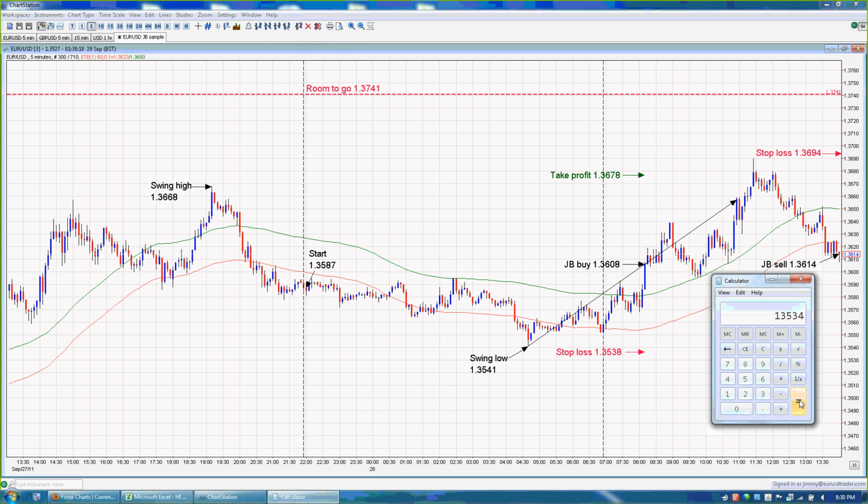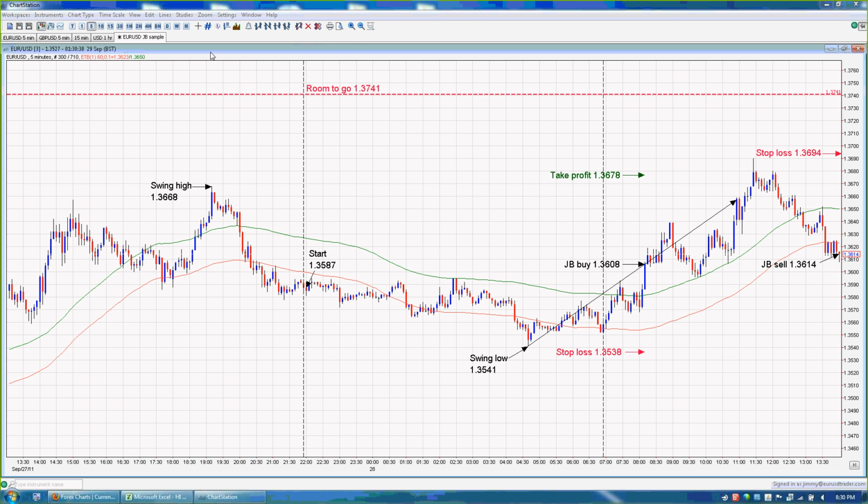And the answer is 135.34. Now, we want to actually put our order in to buy at 135.34. This chart is going to have to go down to 135.32 so that the price is 135.32 to 135.34, because that's where our broker will fill us. So 135.34 is our correct price.